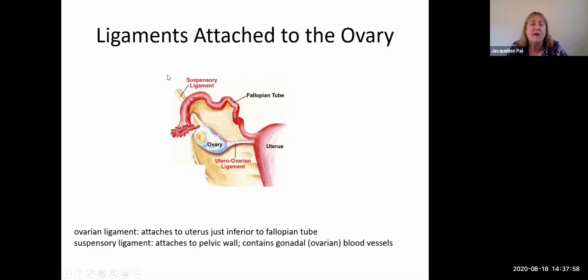It's through the suspensory ligament that the ovarian artery travels to the ovary, and the ovarian vein would travel away. Now in the female, just like the male, remember that on the right side, gonadal veins drain directly into the inferior vena cava, whereas on the left side, the gonadal veins, both testicular and ovarian, will drain into the left renal vein before crossing over anterior to the aorta to drain into the inferior vena cava.